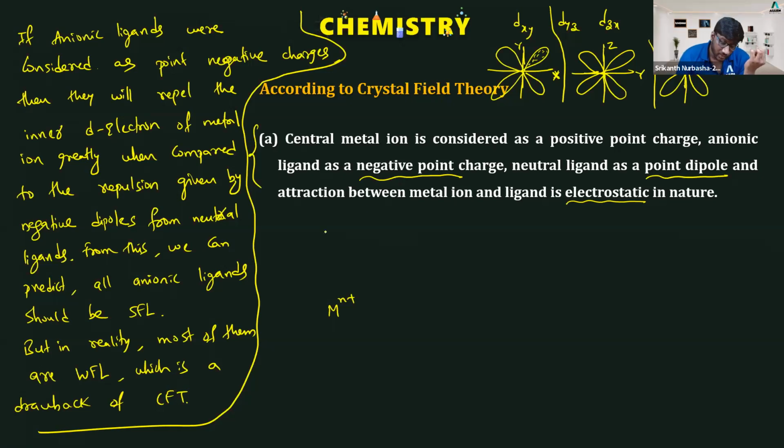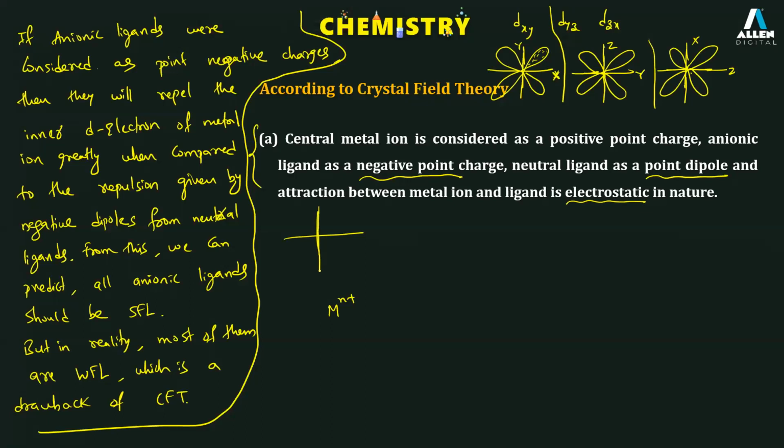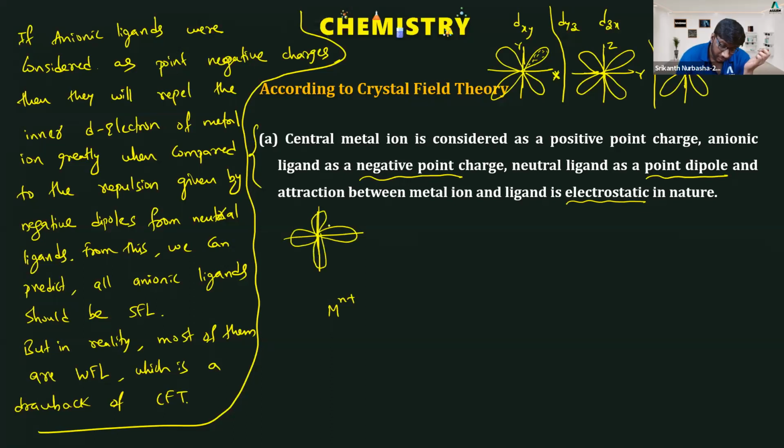dx square minus y square and dz square: along the axis. Along X and Y. Along the axis, dx square minus y square and dz square. Does dz square have some electron density present in the xy plane or not? In the form of a ring.